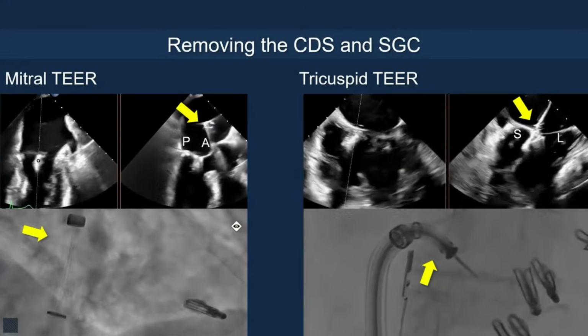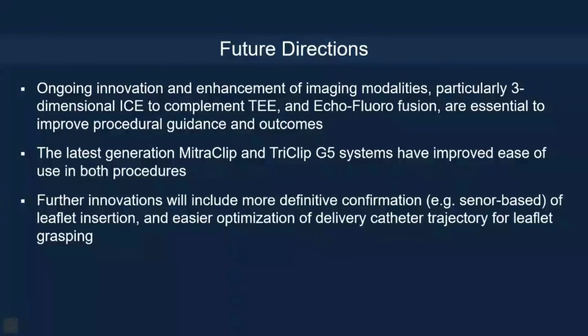In terms of future directions, ongoing innovations and enhancement of imaging modalities, particularly 3D ICE to complement TEE, and echo fusion are essential to improve procedural guidance and outcomes. The latest generation MitraClip and TriClip G5 systems have certainly improved ease of use in both procedures. And further innovations will include more definitive confirmation, for example, sensor-based, of leaflet insertion and easier optimization of delivery catheter trajectory for leaflet grasping.